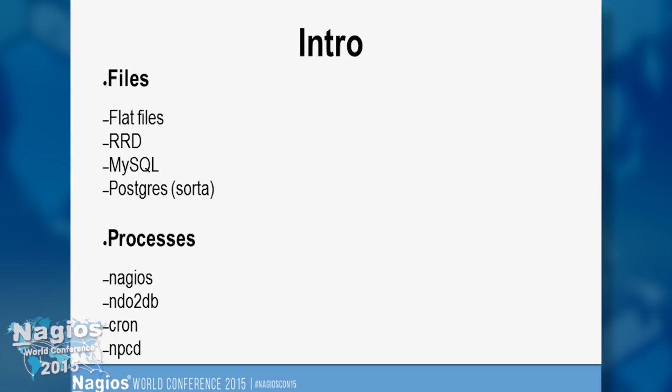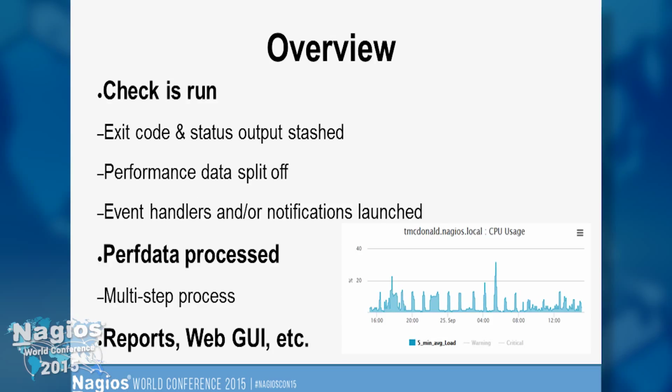So just kind of a general overview of what happens and what we're going to cover. A check is run. It could be a DNS check. It could be a simple ping. It could be something really complicated like a Java heap memory stack something. Doesn't matter. The check is run.